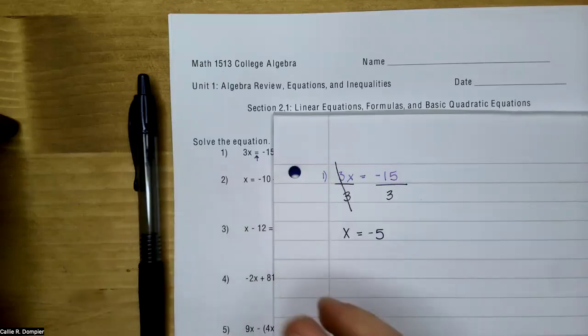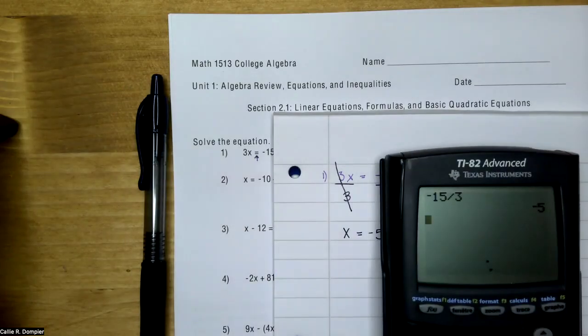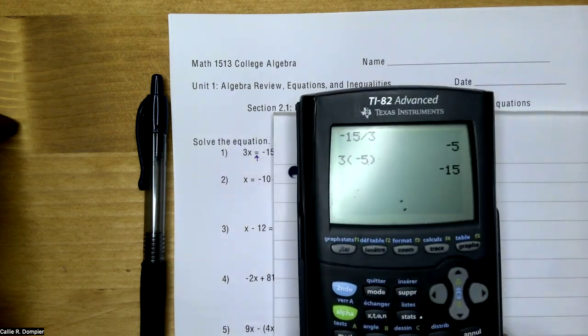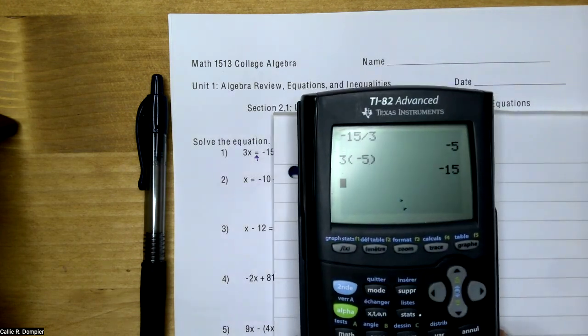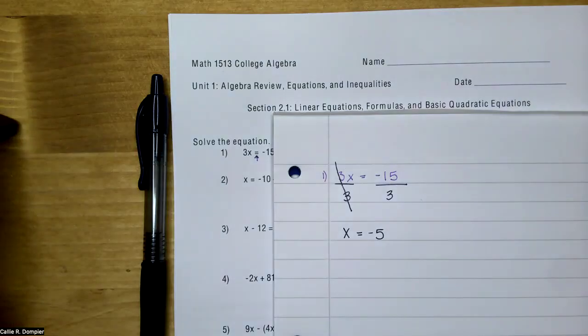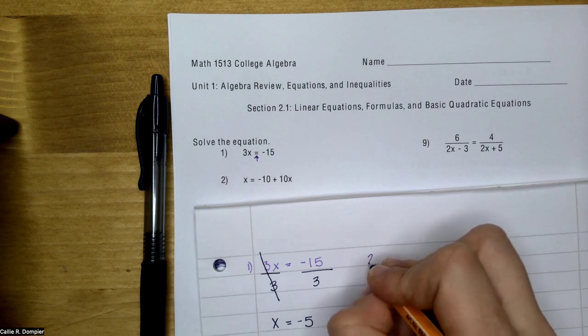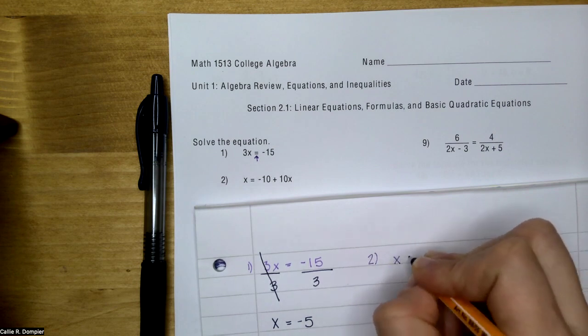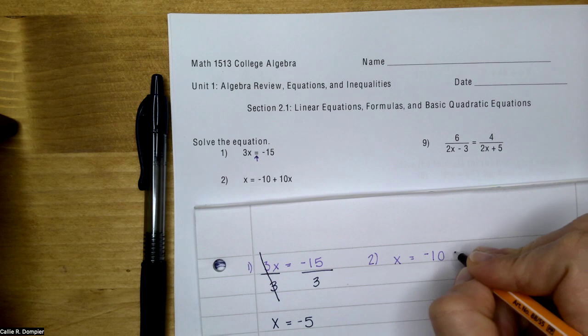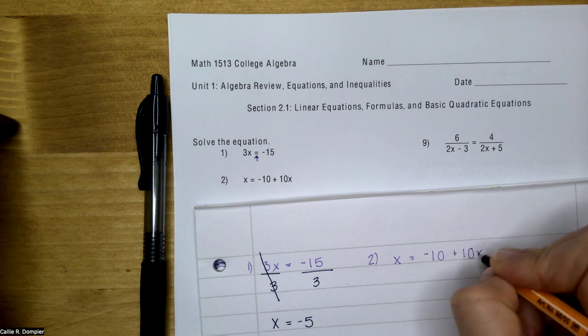You can always check your answer when we're doing these kinds of equations by saying 3 times whatever you got, negative 5. Make sure it's equal to the other side of the equation. 3 times negative 5 is negative 15, so x is equal to negative 5. Good. All right, number 2 says x equals negative 10 plus 10x.